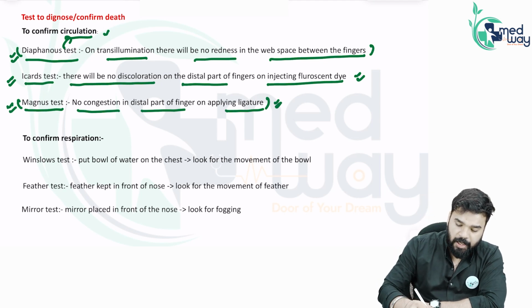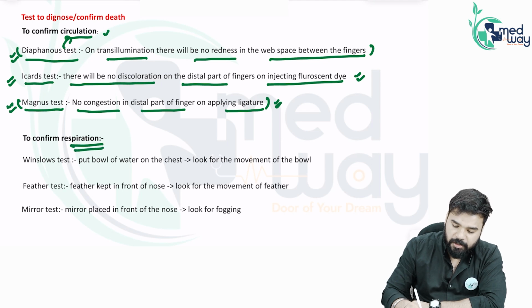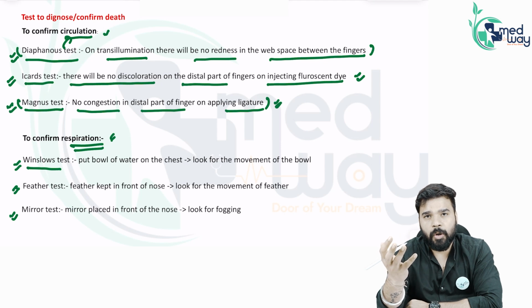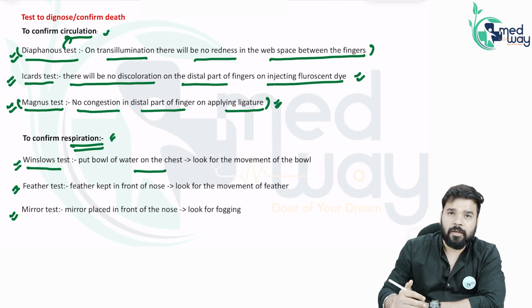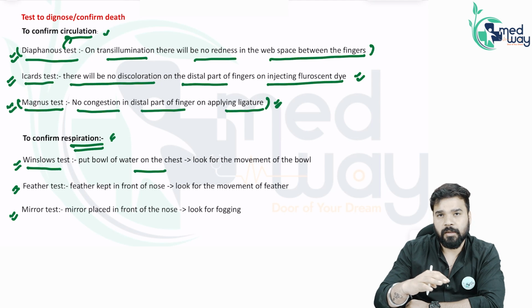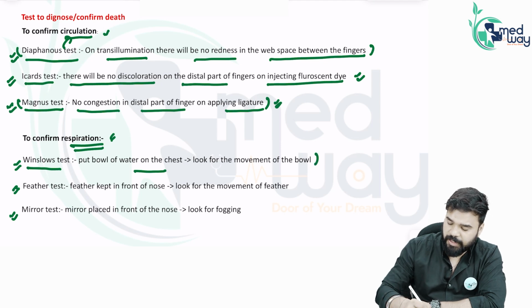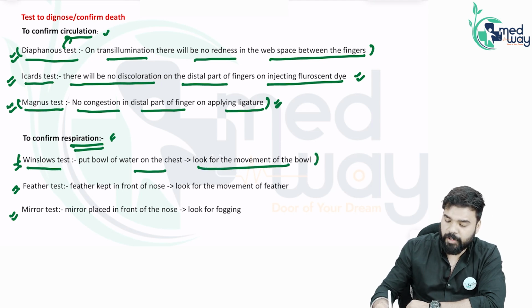Now moving forward, how will you confirm respiration? For that also there are three tests: Winslow's test, feather test, and mirror test. So what does Winslow's test say? If you put a bowl of water on the chest, then normally there will be movements in the water, as there is breathing and your respiratory muscles are working. But if a person is dead, then there will be no movement of the bowl. So what is the procedure in Winslow's test? You have to put a bowl of water on the chest and then look for the movement of the bowl.